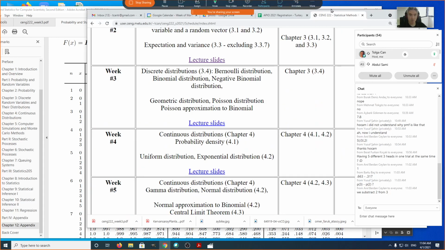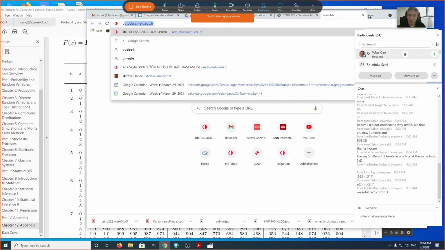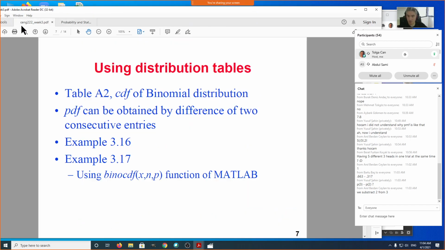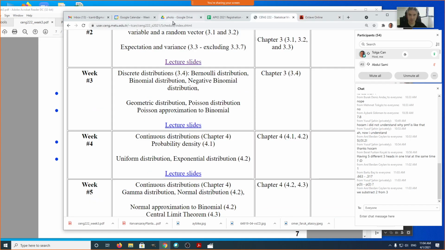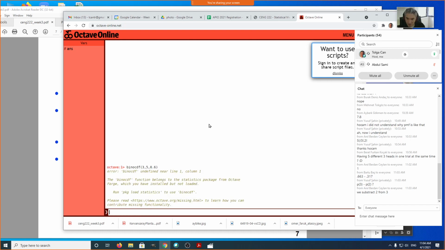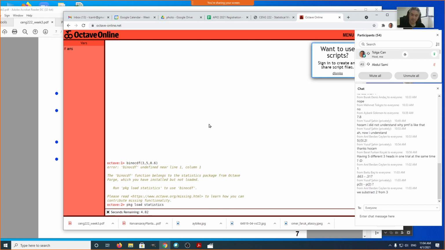Now, we can also use MATLAB to query, especially for things that are not on this table. Let me go to Octave Online, octaveonline.net. There's this function that we can use, binomial CDF. We can give x and n and p. So let's try binomial CDF 3, 5, 0.6. Oh, I think I need to load the statistics package. All these are in the statistics package. Now let me run it again.